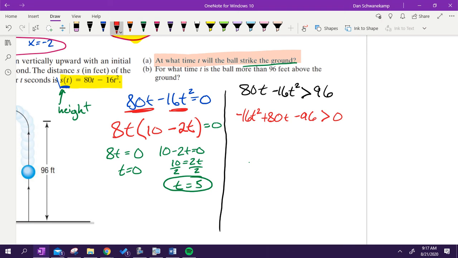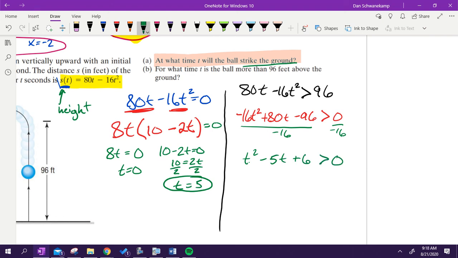Cool, I'm solving that. The one thing I hate about that is you've got some pretty big numbers in there that I don't really want to mess with. How could I make everything a little bit better? 16. Yeah, there's 16 in everything. In fact, I'm going to divide everything by negative 16. Since everything is divisible by negative 16, I'm going to make everything easier here and divide it by negative 16. So this is going to become t squared minus 5t plus 6.